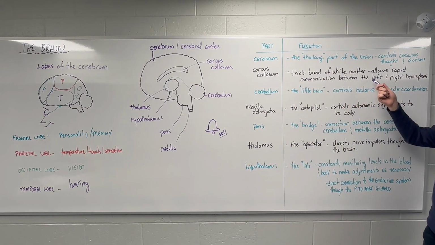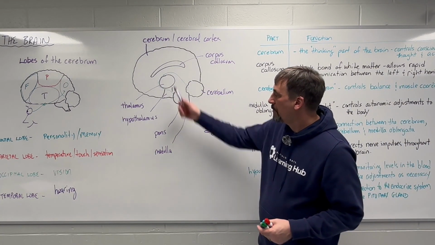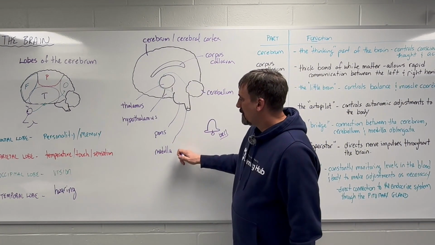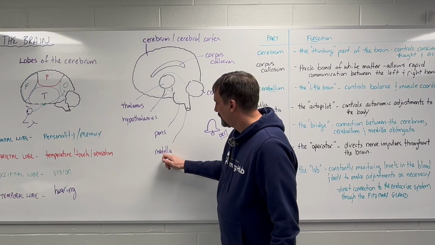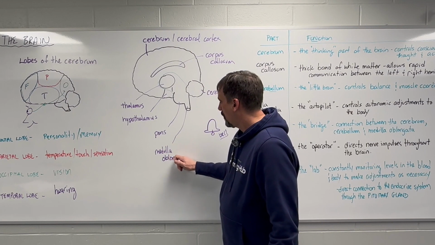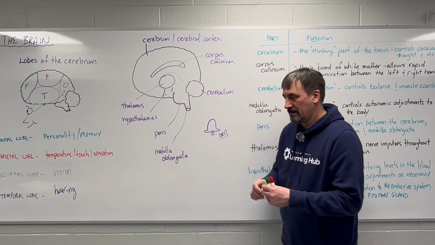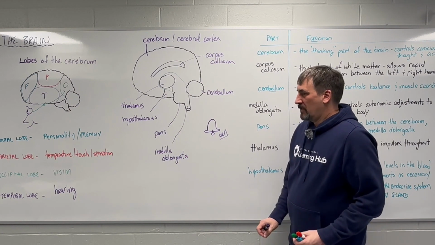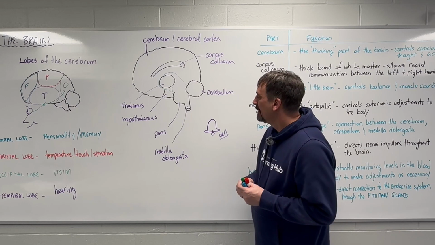It's used for balance and muscle coordination. Then, working from the bottom up, we see a part called the medulla, which is often just called the medulla, but its full name is the medulla oblongata. It became famous in Adam Sandler's The Waterboy, where they talked about the medulla oblongata.